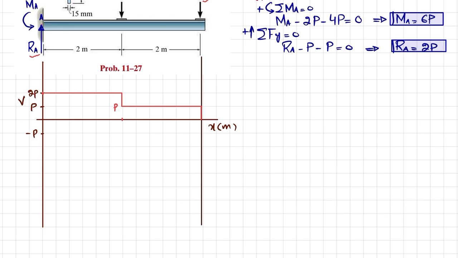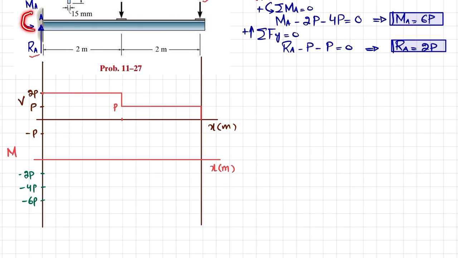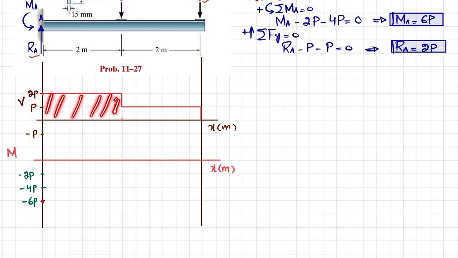Now we will draw the bending moment diagram. Again, take a horizontal line to show X in meters, and here you will have the moment. Let each division be equal to 2P for moment; you can take it as per your own convenience: minus 2P, minus 4P, minus 6P. At this end you have the external moment MA, which is equal to 6P, so while drawing the bending moment it will go downward. So the first point will be this one. Now, the area under the shear force diagram also gives you the bending moment. This area is 2P into 2, which is equal to 4P. So at this point the moment will be minus 6P plus 4P, which equals minus 2P. I will locate minus 2P here.